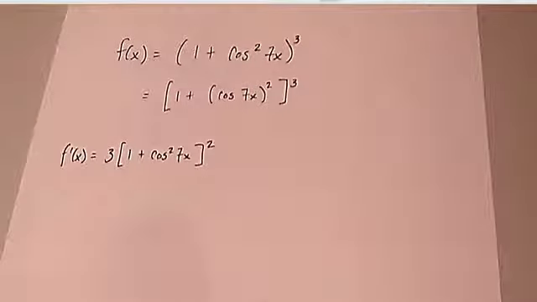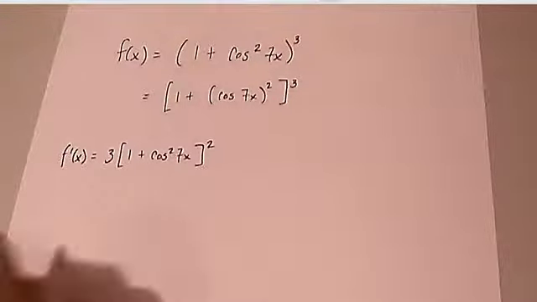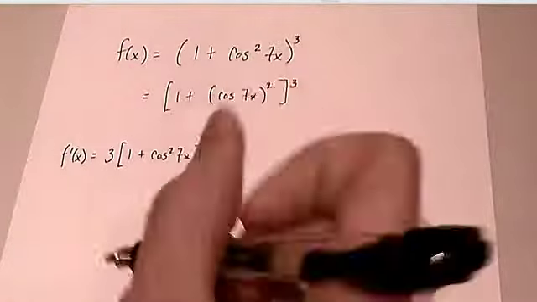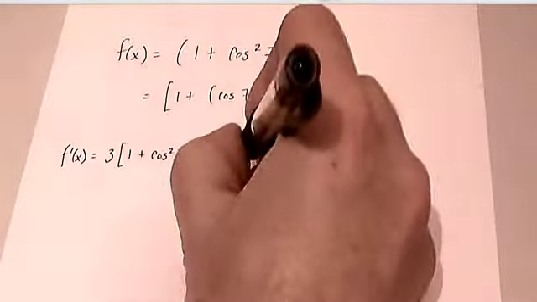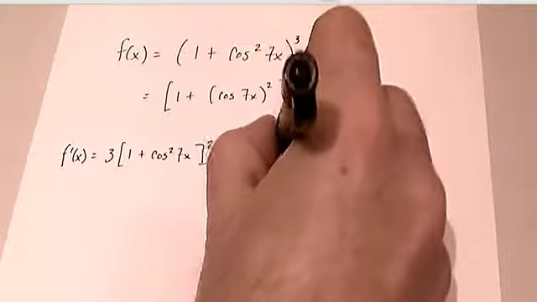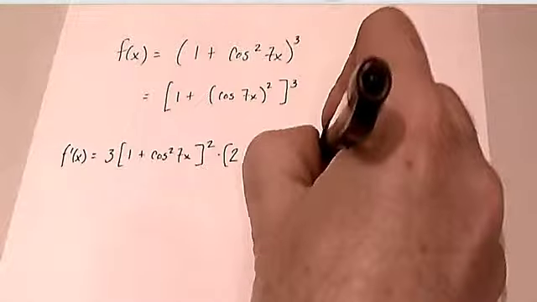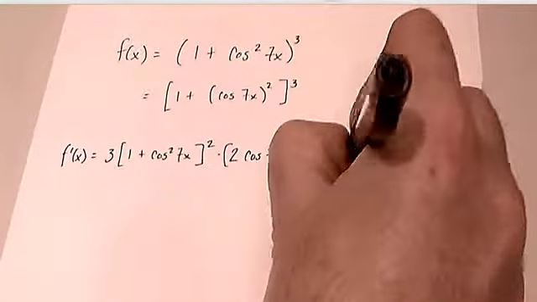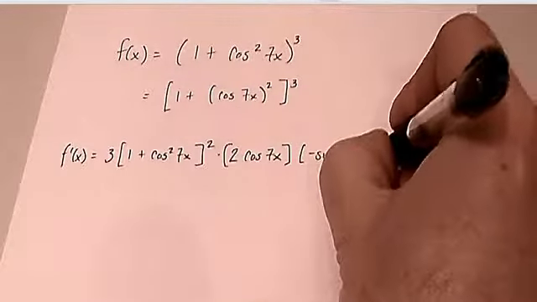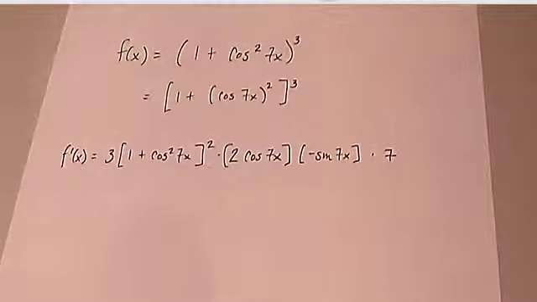Okay? That was stuff cubed. Well, stuff cubed becomes 3 stuff squared, okay? Now I need to deal with this next layer in here, right? This squaring right here. So that becomes 2 times cosine of 7x. That's another layer done. Now I'm going to get negative sine of 7x as I take the derivative of the cosine. And now I need to take the derivative of that angle measurement.